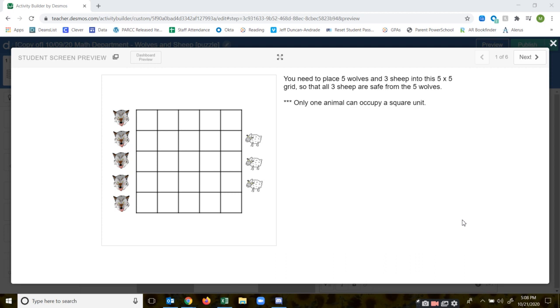The only 5th grade math teacher, and honestly only math teacher I know who has solved it. It's called the wolves and sheep problem. It's very famous, and honestly it's super awesome and exciting.